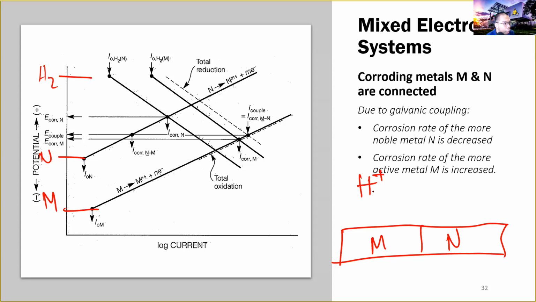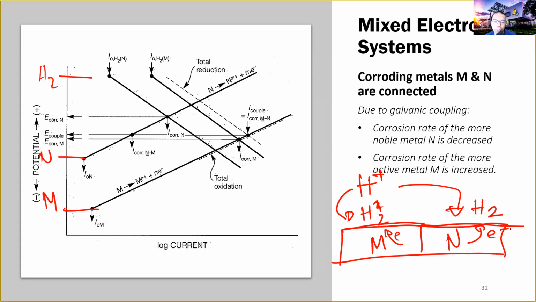So similar to kanina, dun sa ating platinum and metal M, or platinum and some kind of metal, in this case, your hydrogen, H+, would react in both surfaces. Meron tayong reduction of hydrogen at metal M to form H2. And meron tayong reduction at metal N to form H2. Each having electrons.